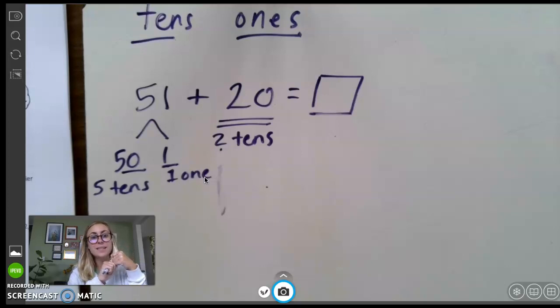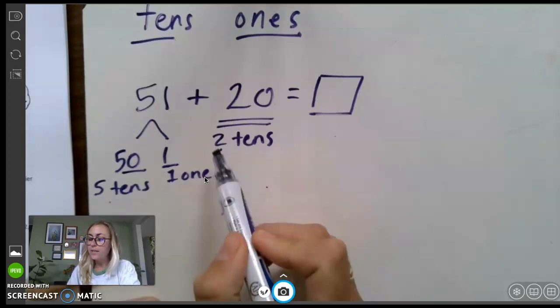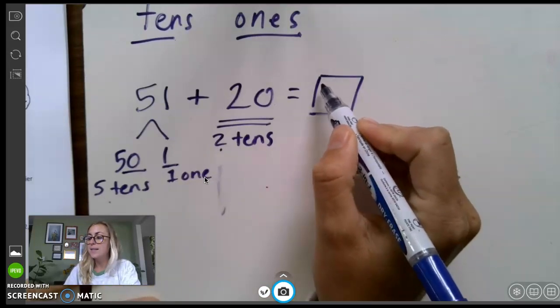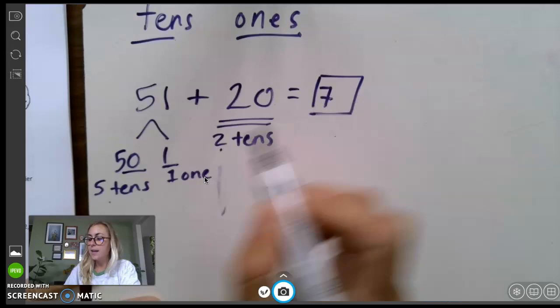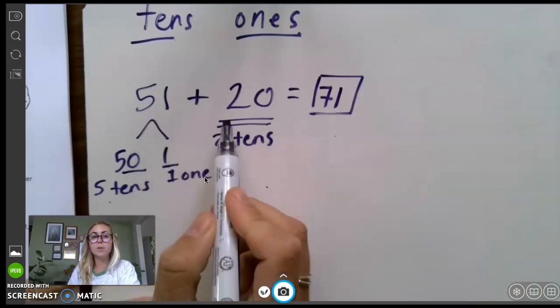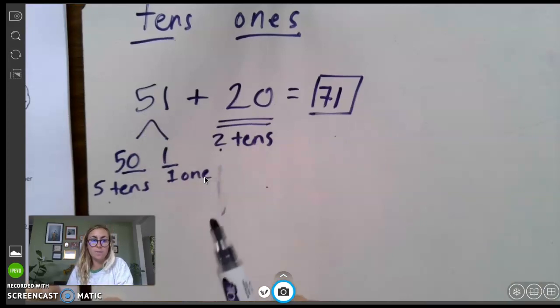That's right, tens and tens. I know that 5 tens and 2 tens is the same as 7 tens, and then I just have one left over. So 51 plus 20 equals 71.